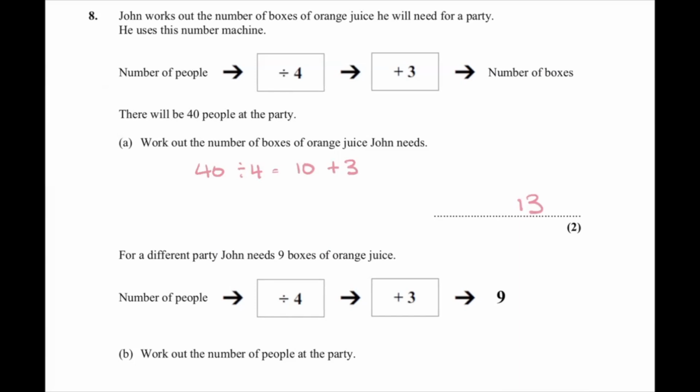For a different party, John needs 9 boxes of orange juice, and we've got to work out the number of people. So we're going to be going backwards through this number machine. And when you go in the opposite direction, you use opposite signs. So I am starting with the number 9. I'm hitting this box. And the opposite is to take away. So 9 take away 3 is 6. And then I hit this box. Opposite is to multiply. So I'm going to be timesing by 4. And that is going to give a final answer of 24.